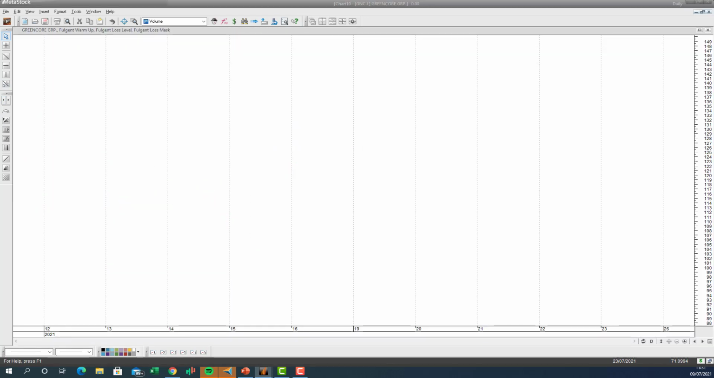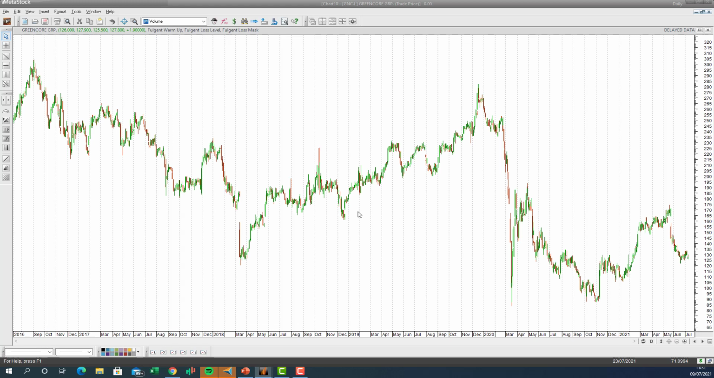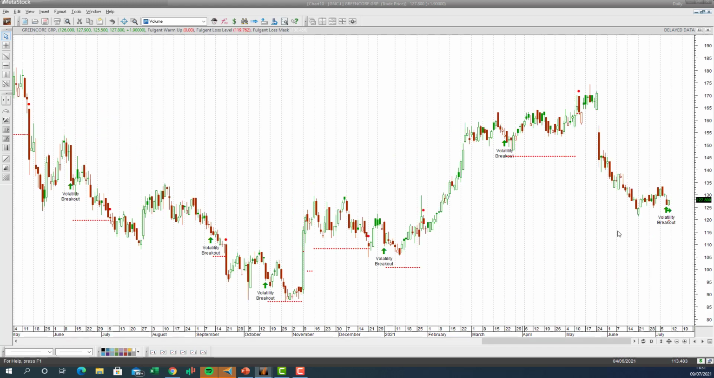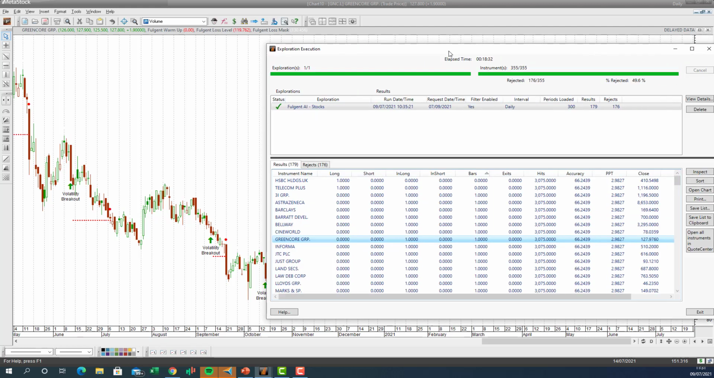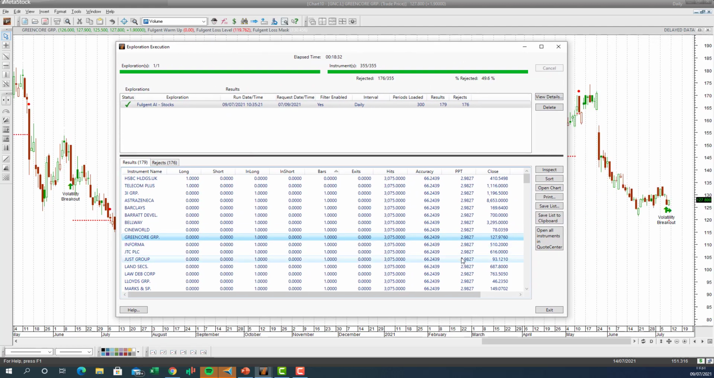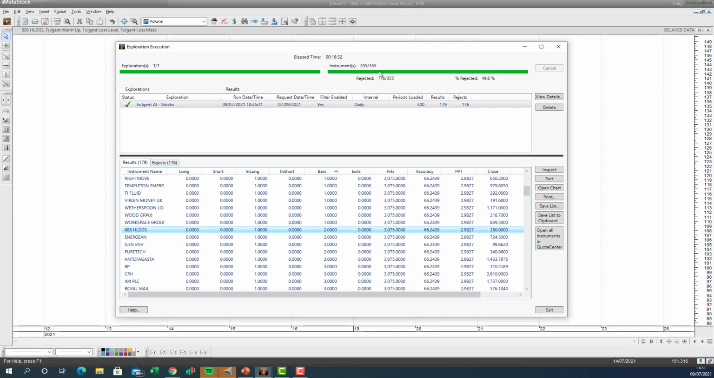Greencore Group, another one that's fresh into a trade. Volatility breakout, huge volatility. So these volatility breakouts are absolutely fantastic to trade, whether you're using it for spread betting, CFDs, or options on these instruments. If we scroll down the list, see if there's any other interesting ones. 888 Holdings, that's been a really good performer for a while now.